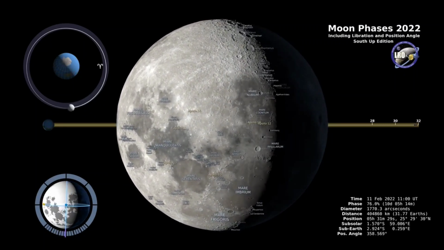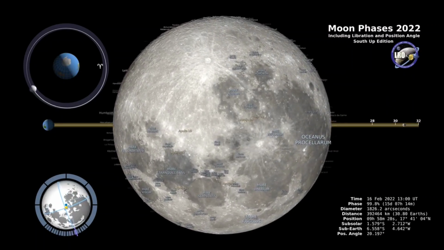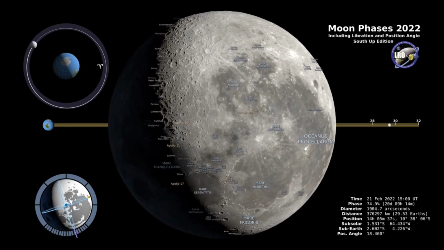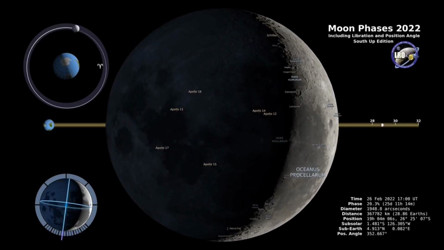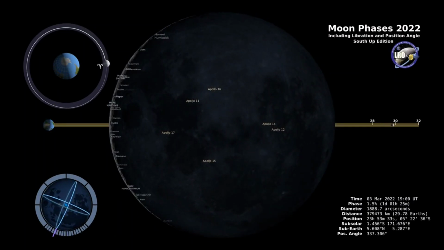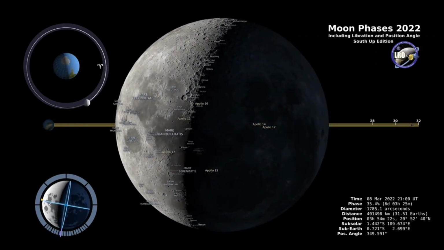Here is a detailed explanation of the moon phases in the southern hemisphere. New moon. As in the northern hemisphere, the new moon marks the beginning of the lunar cycle. In the southern hemisphere, the side of the moon that is not illuminated by the sun faces south.